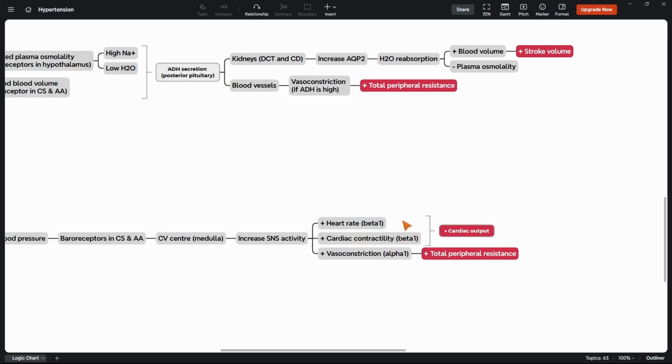And as we mentioned before, an increase in heart rate and an increase in cardiac contractility leads to an increase in cardiac output. Vasoconstriction is mediated by the alpha-1 adrenoreceptors, and that is going to increase total peripheral resistance by vasoconstricting the blood vessels. There are also alpha-2 receptors that are mediated by the sympathetic nervous system, and agonism of the alpha-2 receptors leads to vasodilation.